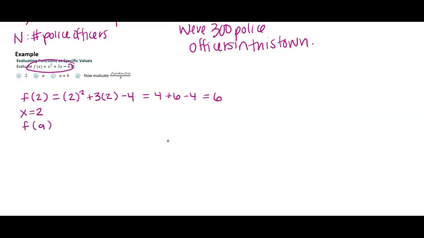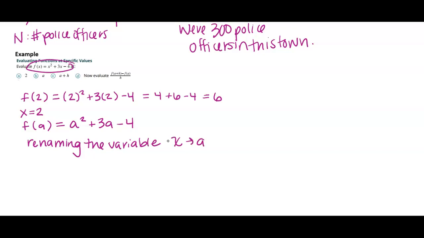If I wanted to find f of a, then everywhere I see an x, I'm just going to plug in a. Another way we can say that this is working is we're renaming the variable. Instead of x, I'm going to say it's a instead.